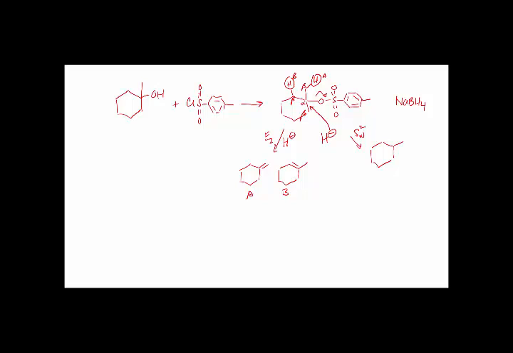But why are you going for the more substituted one? Because H minus is a small non-sterically hindered base. So it's going to act like NH2 minus. It's small. It can get to either A or B equally. And so if it can get to either one equally, then the major product is going to be the more stable one.